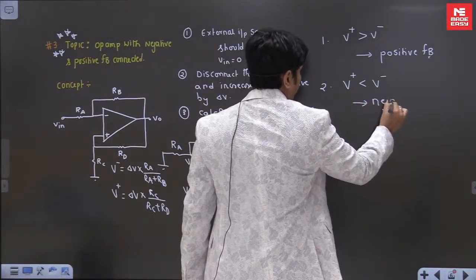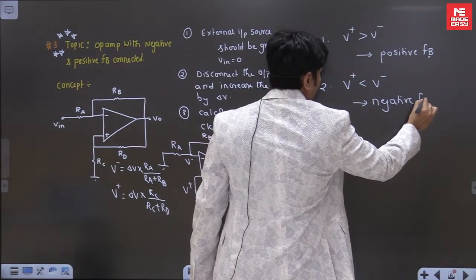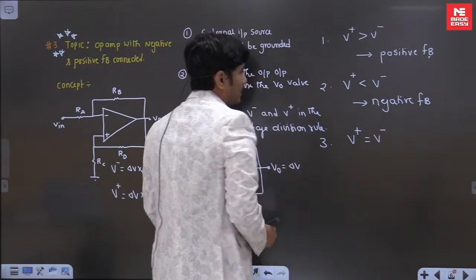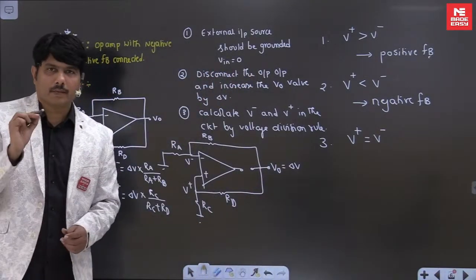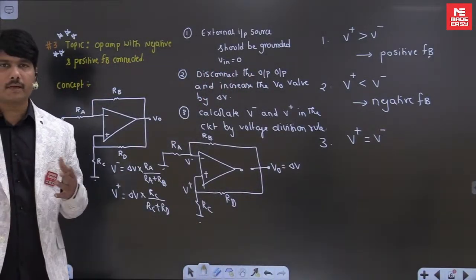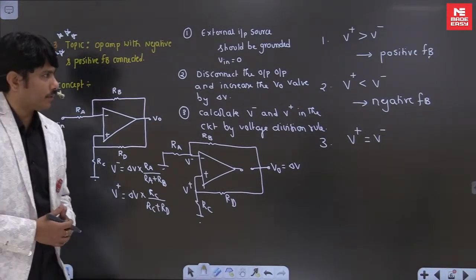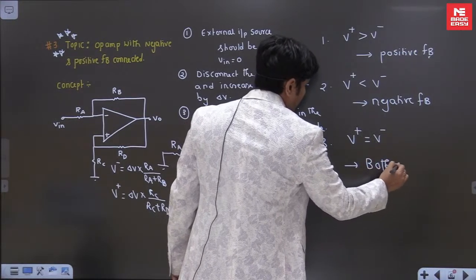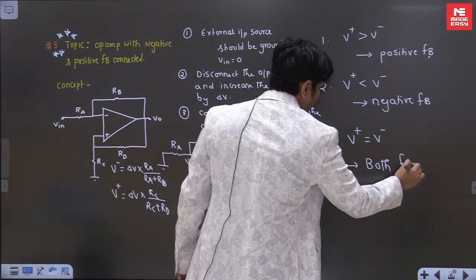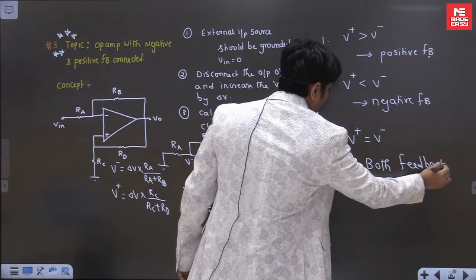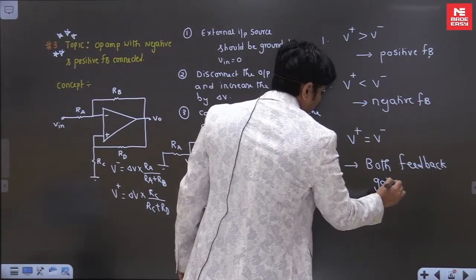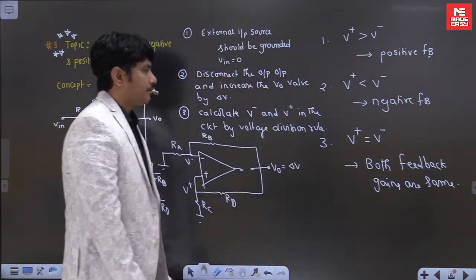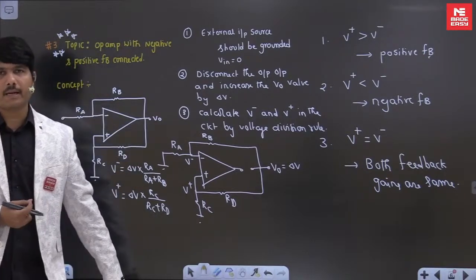It's a negative feedback. Sometimes a peculiarity will come, V plus is equal to V minus. Like this also we can design the circuit. Sometimes the non-inverting side and inverting side both get the equal position. At that time you should not comment anything. Both feedback gains are the same, so no feedback will dominate in this case. Both have equal feedback in the last case.